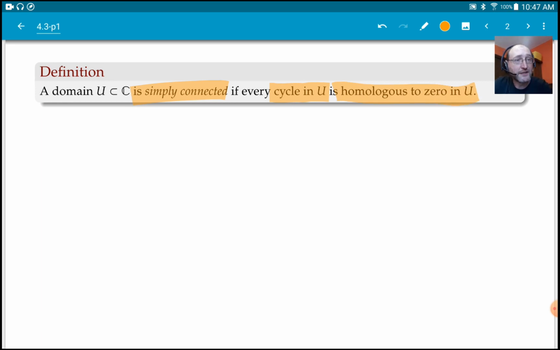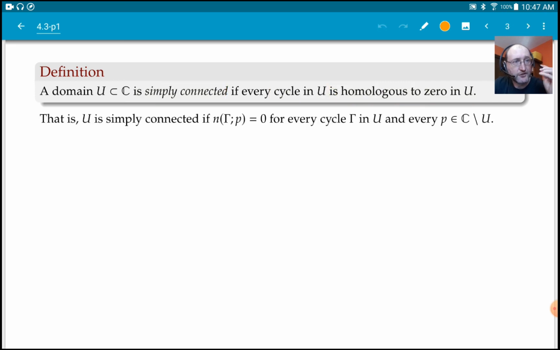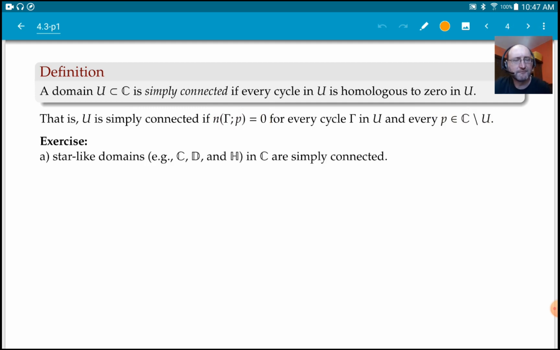So that's what we mean by simply connected domain. So this is just stating it exactly. The winding number is 0 for every P in the complement. That's just the definition of homologous to 0. So examples. This is an exercise. In a star-like domain, for example, C itself, a disk, the upper half plane, all those are simply connected.